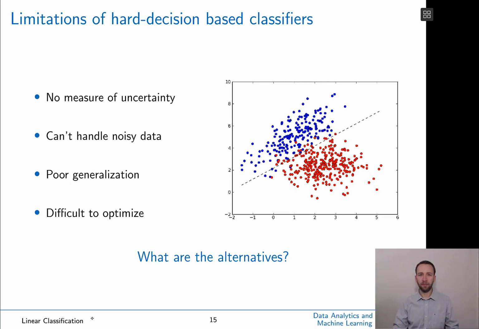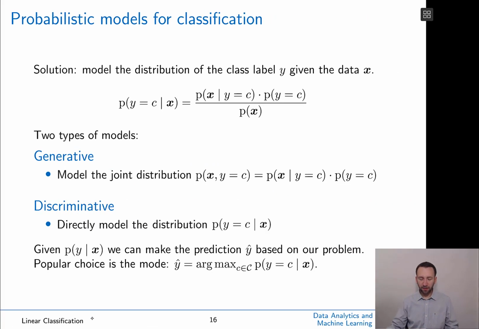Welcome back. So as said, we want to talk about now an alternative for hard decision-based classifiers, namely probabilistic classifiers. More technically, we want to model the distribution of the class label y given the data x. And as you all know, we can reformulate this based on Bayes' rule also in an alternative way, where we, for example, model the distribution of x conditioned on y times p of y divided by the evidence.